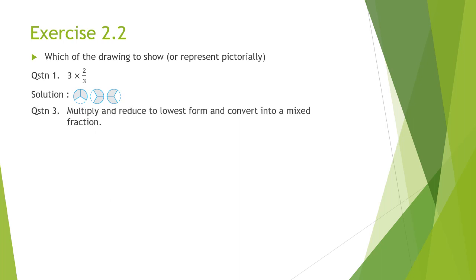Next, question number 3. Multiply and reduce to lowest form and convert into a mixed fraction. Our first question, 7 multiplied by 3 by 5. The solution is, first we multiply the whole number by the numerator of the fraction, then keep the same denominator. So we are getting 7 multiplied by 3 whole divided by 5. It gives 21 upon 5. It is already in the lowest form and it is an improper fraction. So we convert it into a mixed fraction. So we are getting 4 integer 1 upon 5.